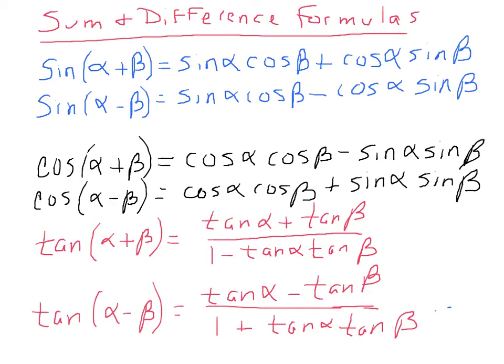Alright, here's a list of the sum and difference formulas, so you're going to want to make sure that you get those jotted down in your notes. Notice that alpha and beta just represent two different angles, so we're looking at the sine of the sum of two angles rather than just a single measurement.